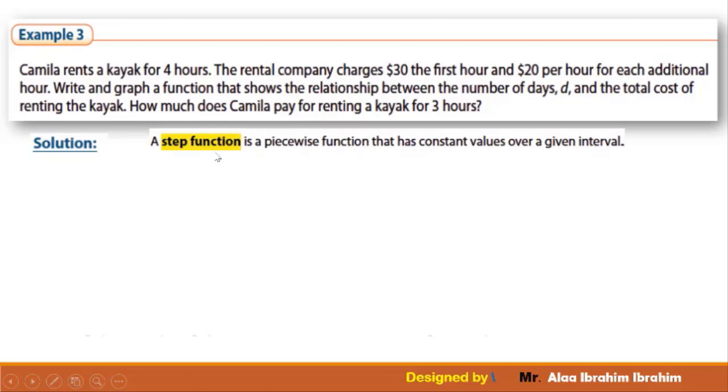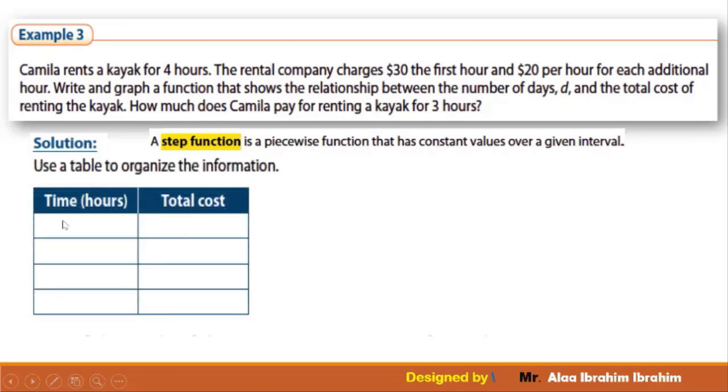This is called a step function because I have to complete step on another step. So a step function is a piecewise function that has constant value over a given interval. Let's make it like this. So I have the time. From the first hour, I have to give the total amount here. The total cost is $30. So from 0 to 1, and at 1 it equals, because this is my hour. I have 1 hour. So the first hour I have a cost of $30.